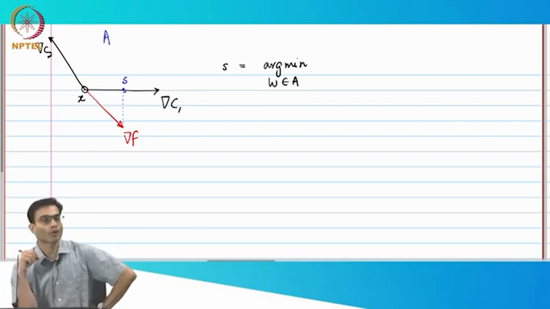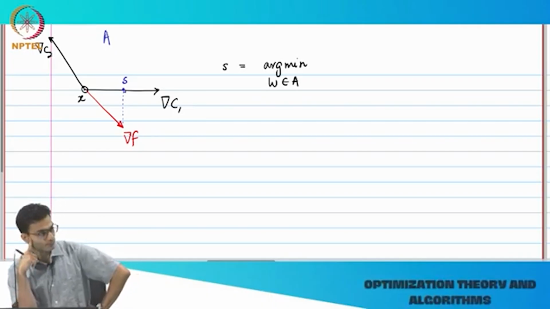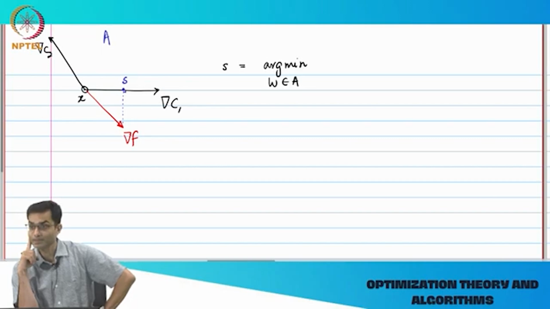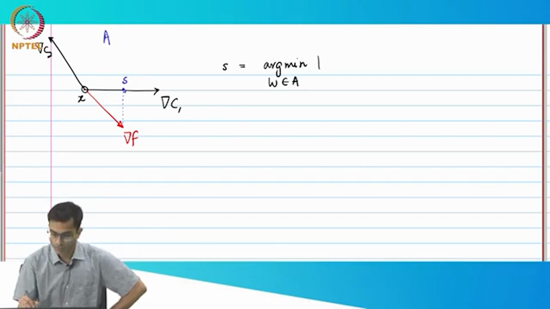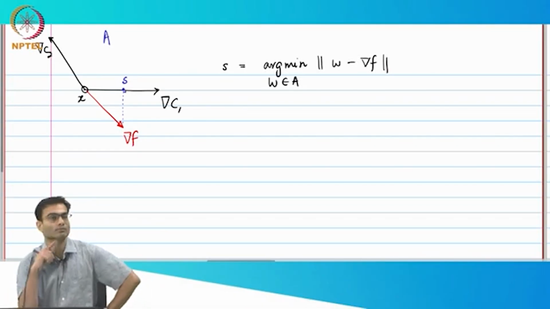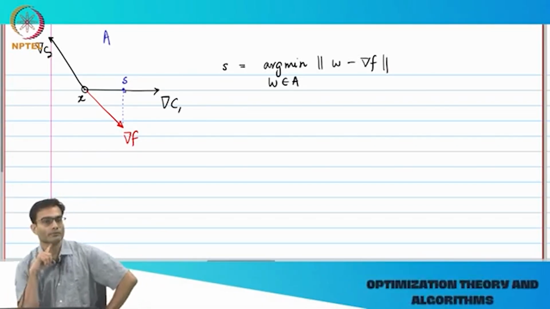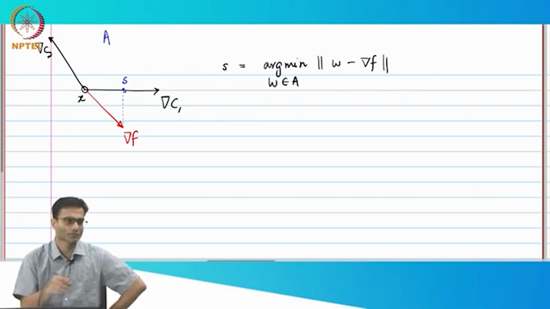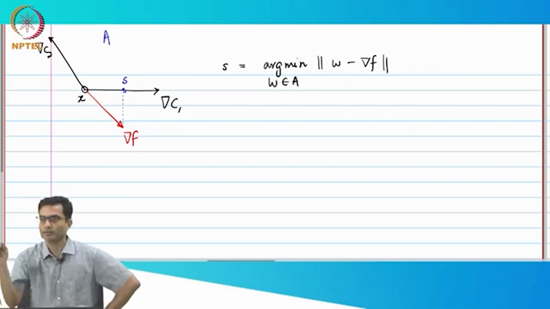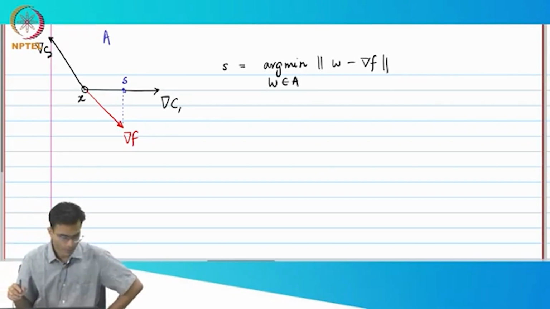What do I want to minimize? The distance to what? Grad f. So what should I write over here? Norm of W minus grad f, right? So this is a very simple example of a projection operation. It looks fancy when you write it, but it's just going step by step from left to right. I come up with this.